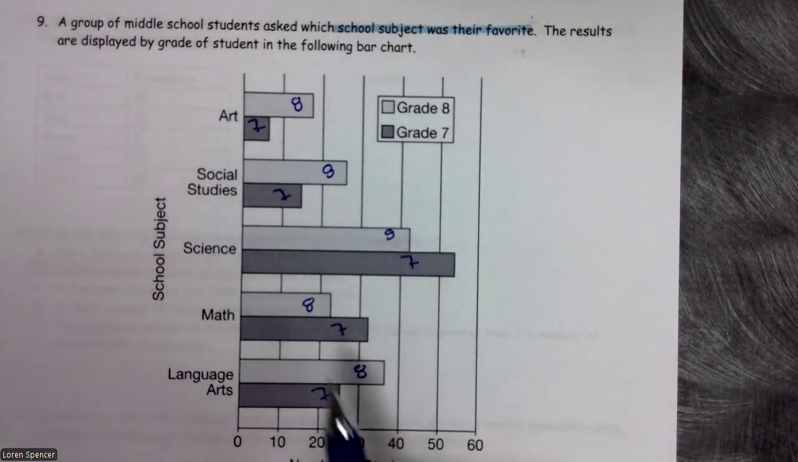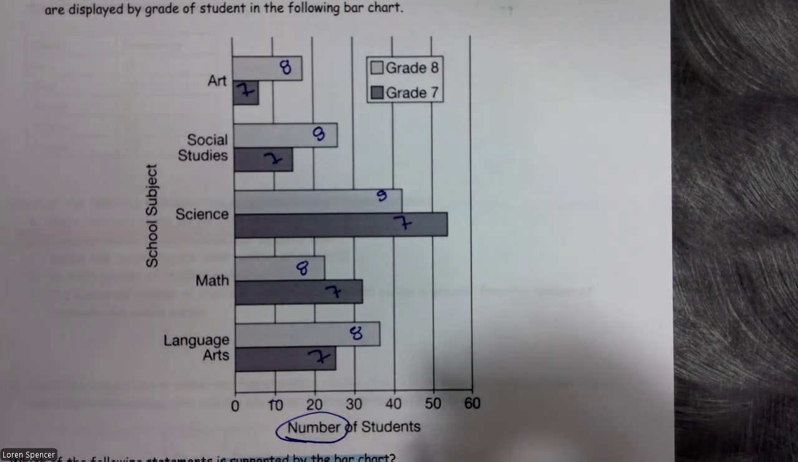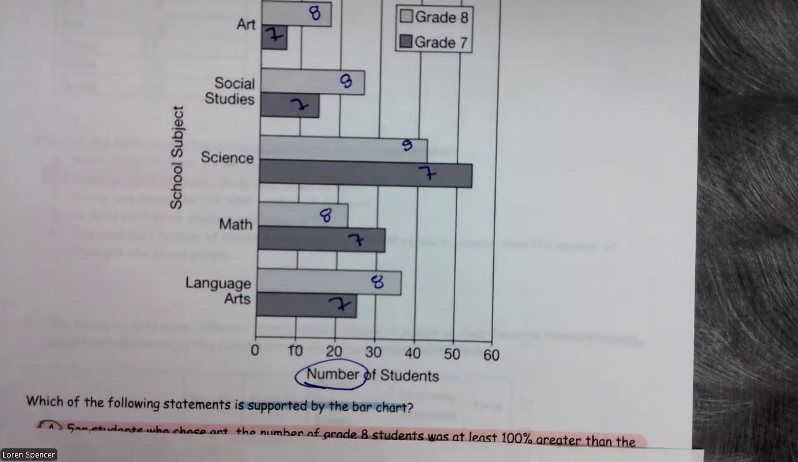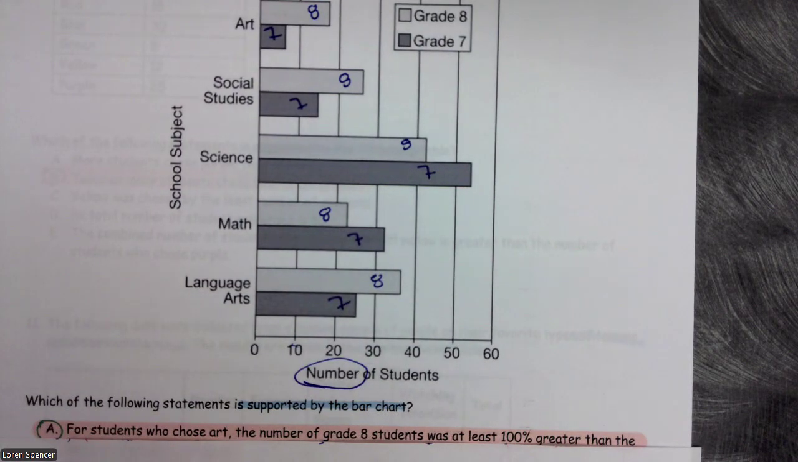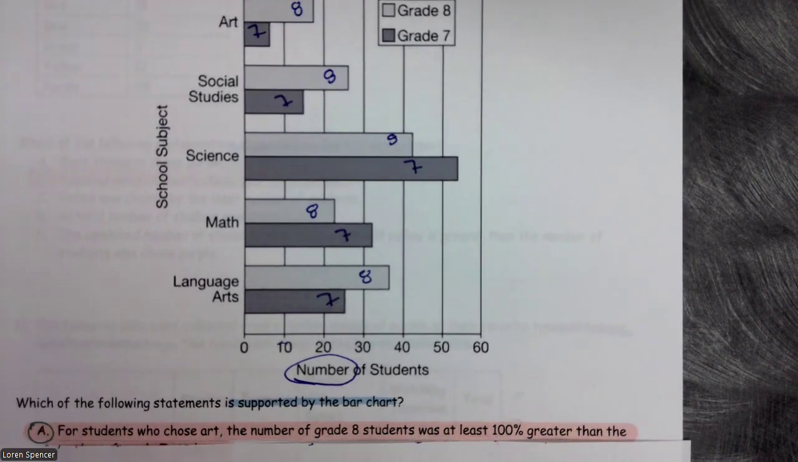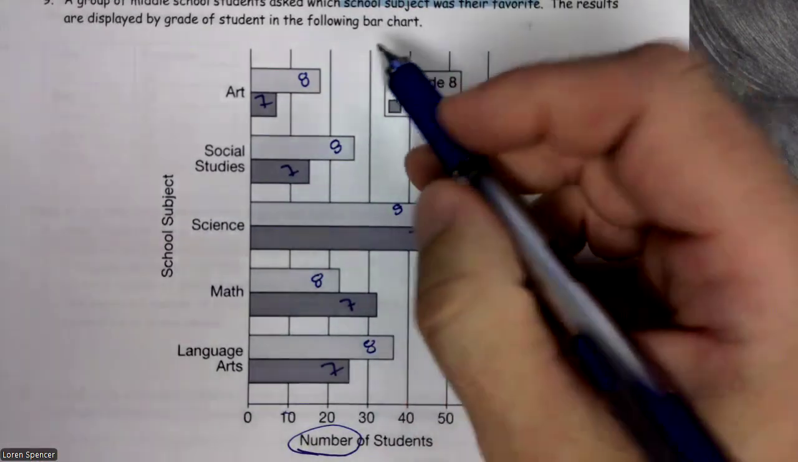And so here we have a number. We're no longer working with the relative frequency. We're working with the actual frequency. So which of the following statements is supported? For students who chose art, the number of 8th grade students was at least 100% greater than the number of 7th grade students. So let's take a look at that.